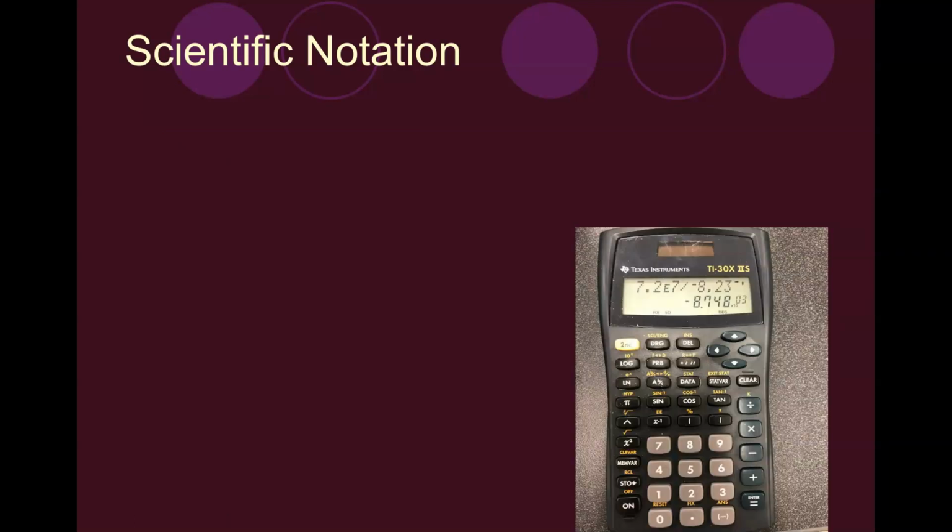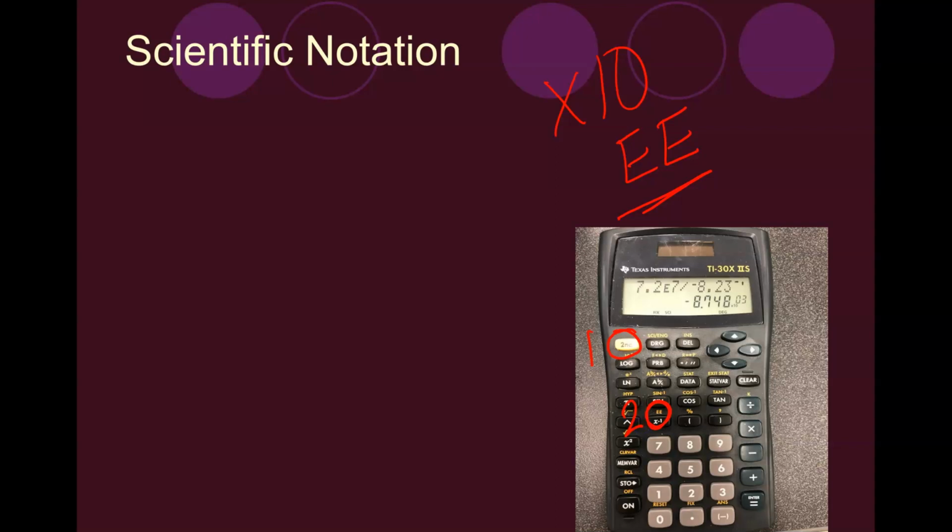Here's our calculator. To put a number into scientific notation, you're going to use the second button and the EE. The times 10 in our calculator is actually gotten by hitting the EE button, which is the second function, the yellow button there. So you hit the second button first and then the EE button.